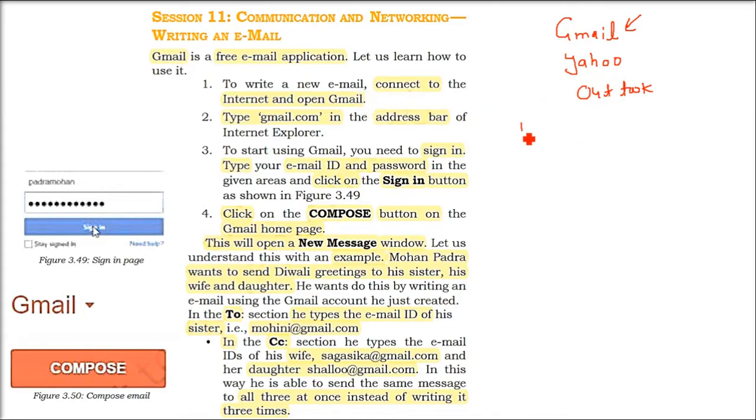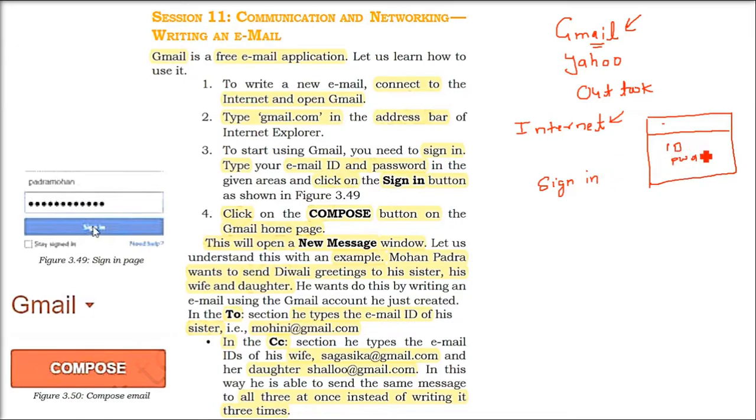So in order to write an email, first you need internet connectivity. First connect to the internet and then you have to open Gmail. For that you have to go to gmail.com. So type www.gmail.com or just type gmail.com on the address bar of your web browser. Now when you enter this gmail.com, there will be a form. In this form you will be asked to put your email ID and password. That is called sign in. Once you are signed in, you are verified.